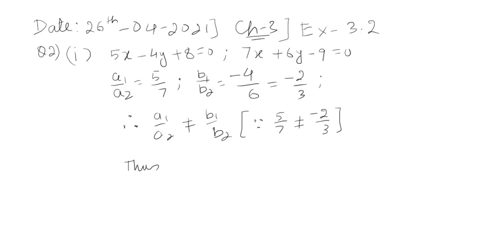what was the question? Do you remember what was the question? The question was representing the following pair of linear equation intersect. So the lines. So we'll write thus the lines will intersect. So that is the answer.